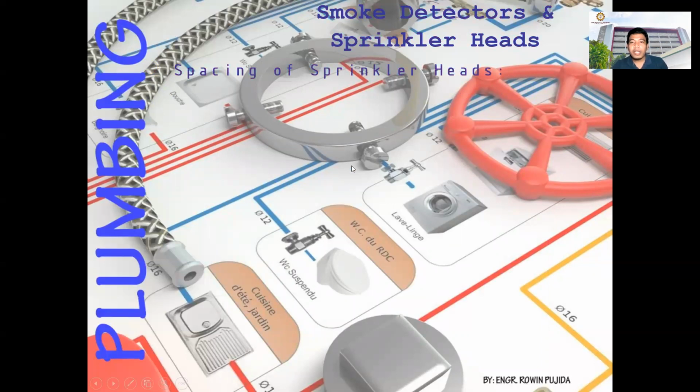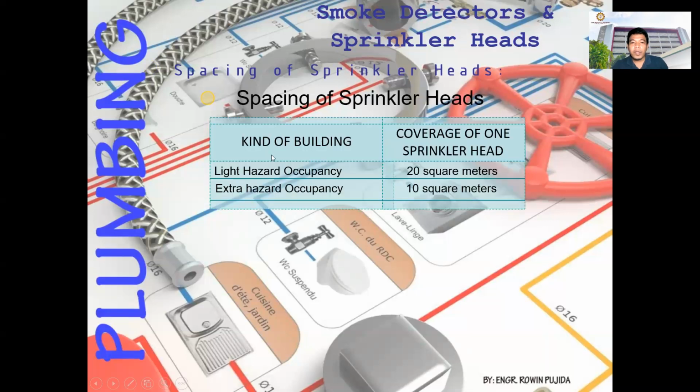For the spacing of the sprinkler heads, it depends on the kind of building. For light hazard occupancy, you can have 20 square meters of coverage per sprinkler. For extra hazard occupancy, you can have 10 square meters. It depends on the hazard of the building. If you have a mall, a mall is extra hazard occupancy, so you can have 10 square meters of coverage for the sprinkler head. For a school, that is a light hazard occupancy, so you can have sprinkler head coverage of 20 square meters.